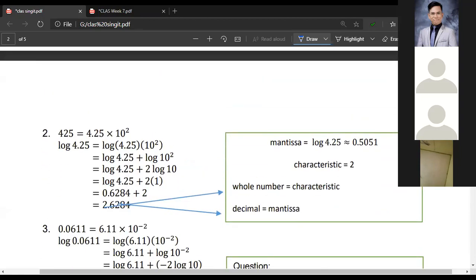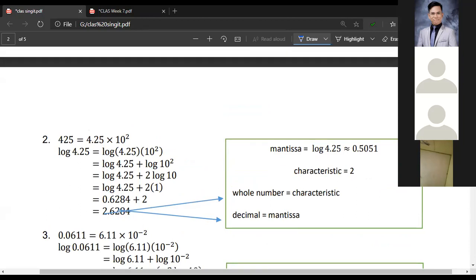Okay, number 2. So, 425. Write in scientific notation. So, we have 4.25 times 10 raised to 2. Ay, class, by the way, hindi ko na-explain yung scientific notation. Pero class, I assume na marunong kayo. So, anong gagawin? Kapag may number tayo, class, all we have to do is to rewrite that na ang decimal point natin is katabi ng ones place.